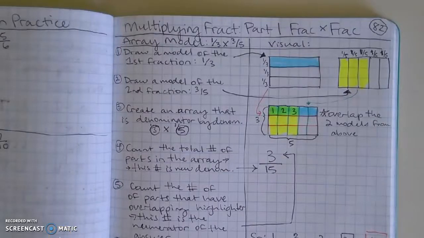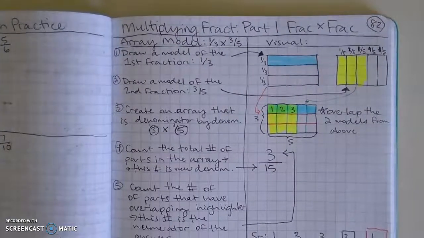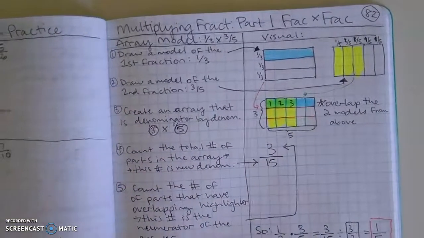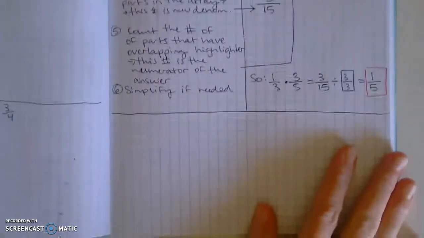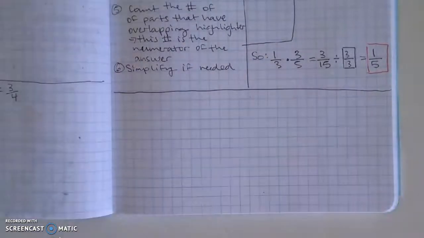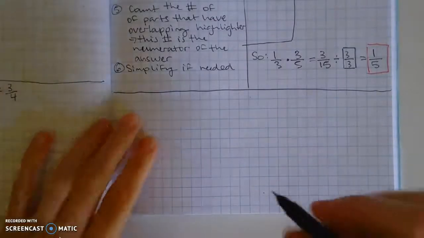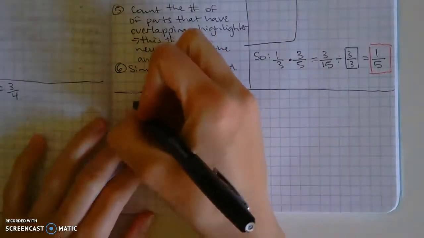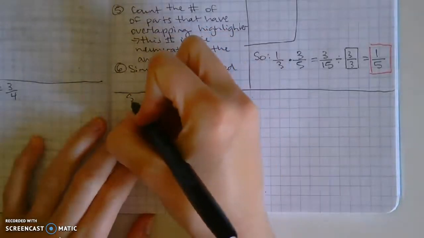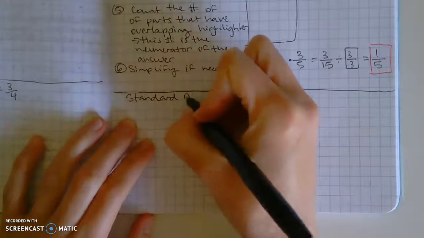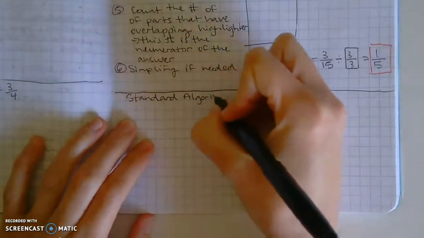We are going to finish up our notes on multiplying fractions part 1 for fractions by fractions. The second part of this is pretty quick and easy, and the reason I didn't want to do it yesterday is because I really wanted you to practice the array model. So this last part for fraction by fraction is the standard algorithm, or some people like to call it the shortcut.